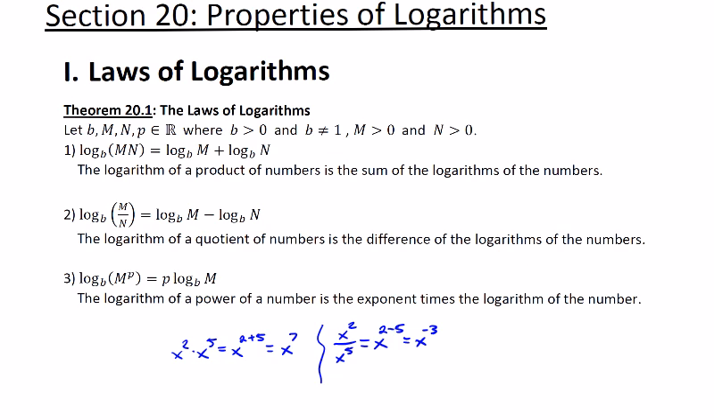line in the theorem. The first statement says, if we have a log base b with m multiplied with n inside the argument, then that is going to be equivalent to having log base b of m plus log base b of n. This is known as the product rule for logarithms.